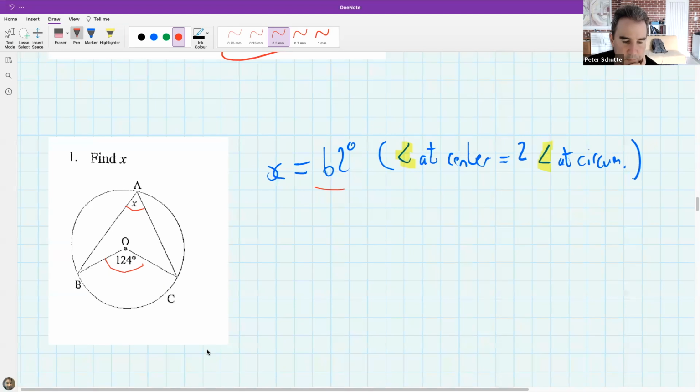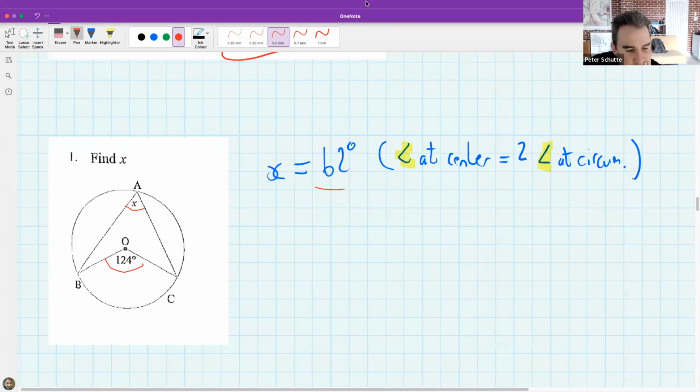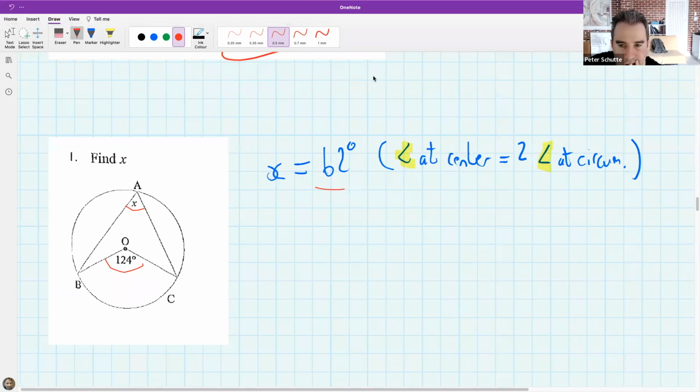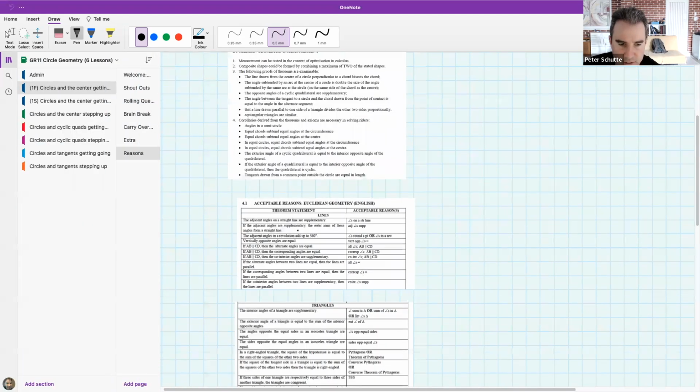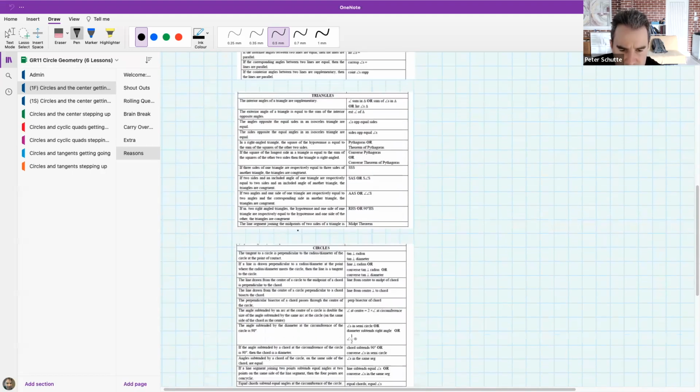Faith, let's go to you. So is there a shorter term for circumference? Half. So sometimes teachers say half angle at center. So if you're given the one at the center and you need to know, they sometimes write it like that. But let me come back to that in the lesson where I focus on reasons. Okay, well, let's actually bring it up since you've asked.